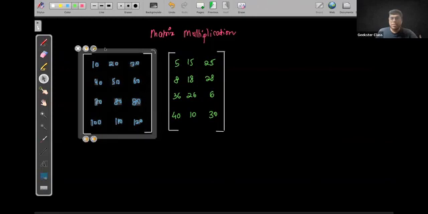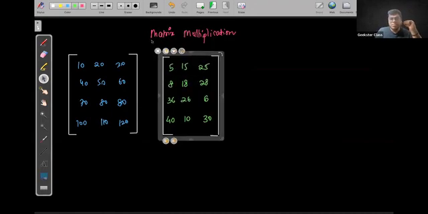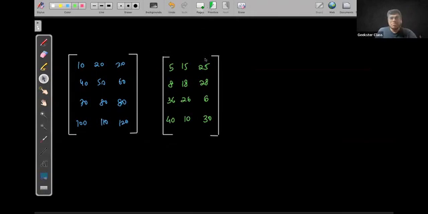So can I multiply these two matrices? Sorry, not multiply, but can I add these two matrices? Currently, I'm not discussing multiplication, but addition. Can I do matrix addition of same dimension matrices? Yes. The first matrix is 4 cross 3 and the second matrix is also 4 cross 3. Both have 4 rows and 3 columns, the same number of rows and columns. So at least we can say addition of these two matrices is possible.